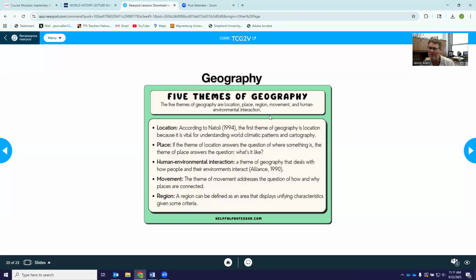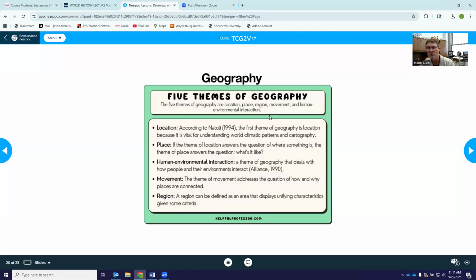Human-environment interaction is coal mining, creation of roads, going through mountains with tunnels. Movement asks: is this an area where people are moving to or moving out? The Great Migration in a historical sense would be a nice example for movement. And region is the unifying characteristics of an area.